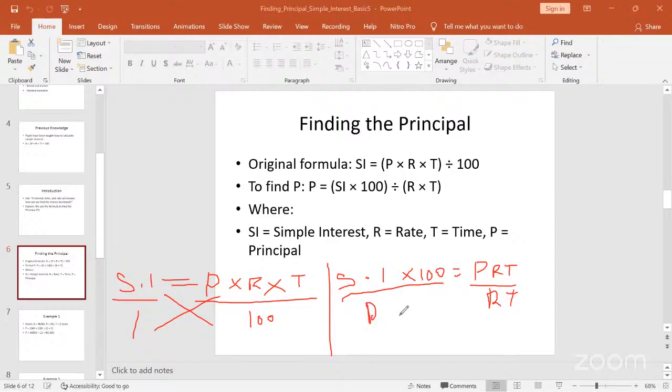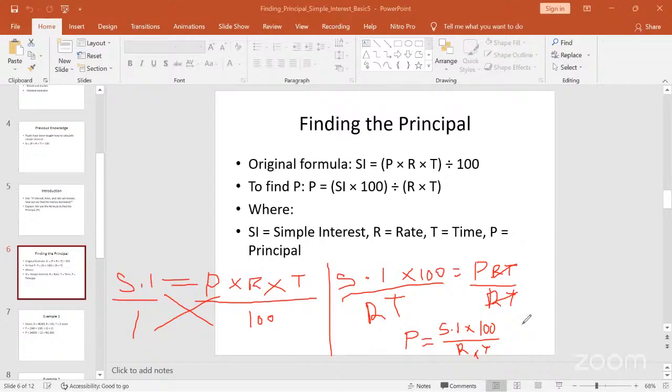Don't worry, you'll be taught this in your JSS3, making variables the subject of the formula. So this we cancel out, this we cancel out, and we are left with P is equal to simple interest, which is SI, times 100, all over R times T.